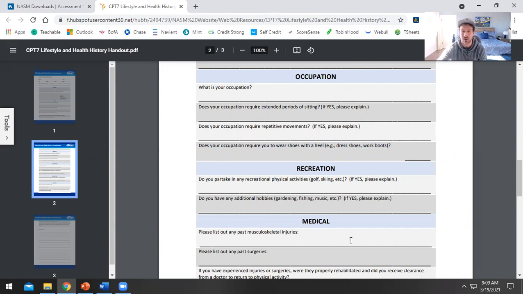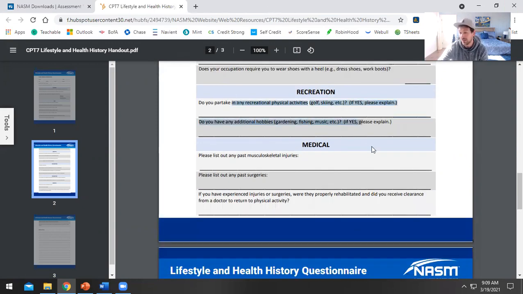That's why we asked that question, right? Recreation, we want to know what our client thinks is fun. Medical, we want to know about any injuries they've had, like a sprained ankle or knee surgery or something like that in the past. We want to know about it. If they're on any medications, we want to know about it.